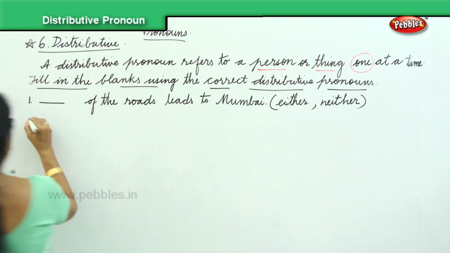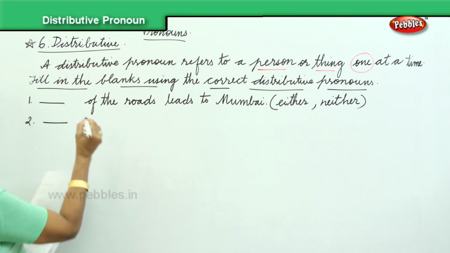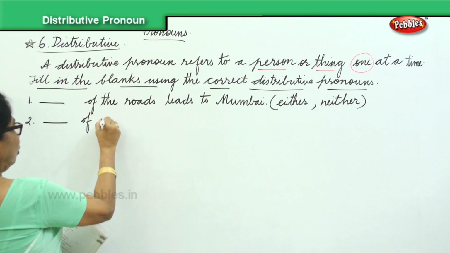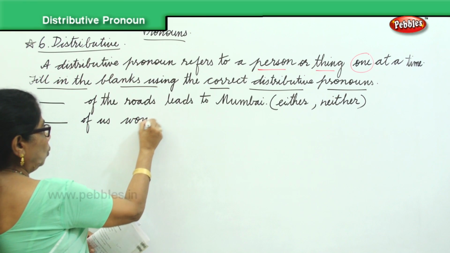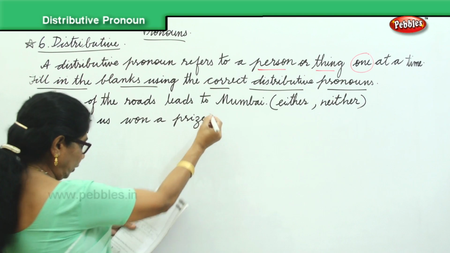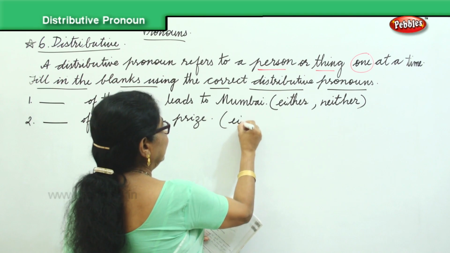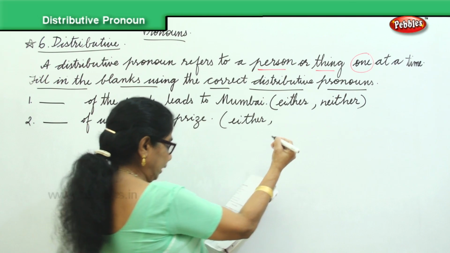Then next one, dash of us won a prize. Won a prize. Okay? And then either, each.